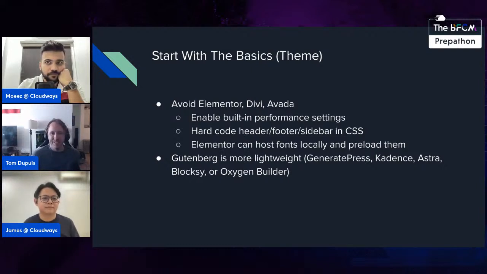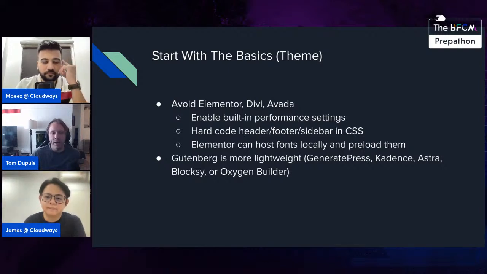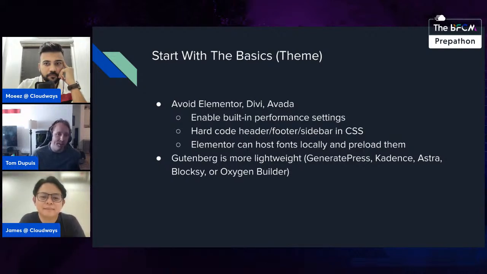For your theme, Elementor and Divi have made some performance improvements, but generally, I try to avoid those. I know most people can't, but if you have to use them, make sure you enable the built-in performance settings. One thing WP Johnny recommended to me is to hard code my header, footer, and sidebar in CSS, so it doesn't use that bloated page builder code. Like I said, always start with things that are loading across your site, and by coding those in CSS instead of using Elementor or Divi, it'll make your site load a lot faster.